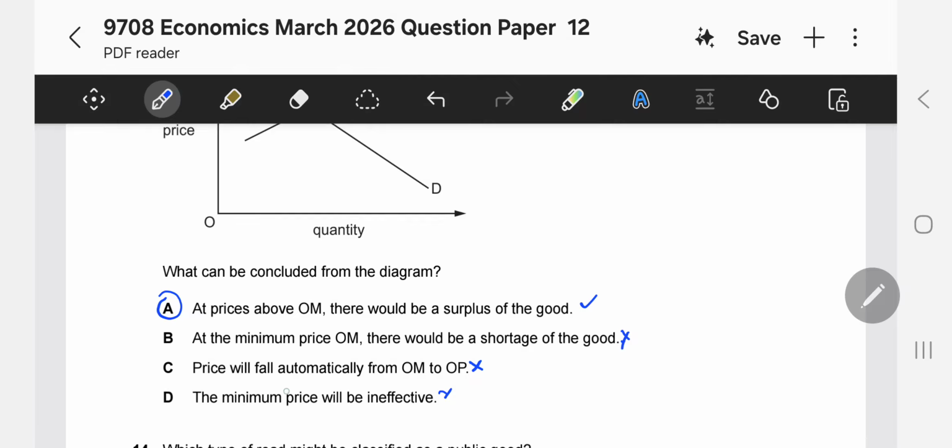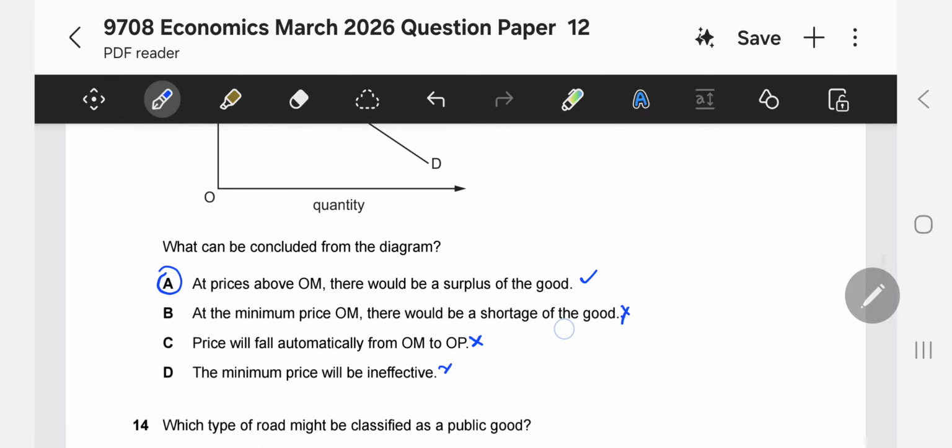Talking about C, because the government set the minimum price, if it was not set by the government, the price would have automatically adjusted to OP. But because it has been set by the government, the price cannot automatically adjust. Let's go to 14.